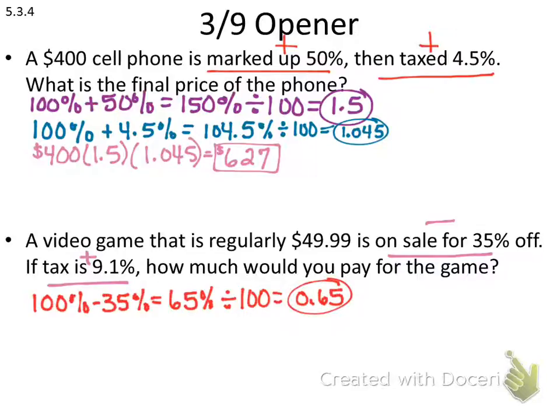All right, Maya. What do I do now? You're going to do 100% plus 9.1. Nice job. I got 109.1%. What do I put behind this number? Okay. So now you've done step 1, step 2, step 3. Change that percent to a decimal. So you divided by 100.